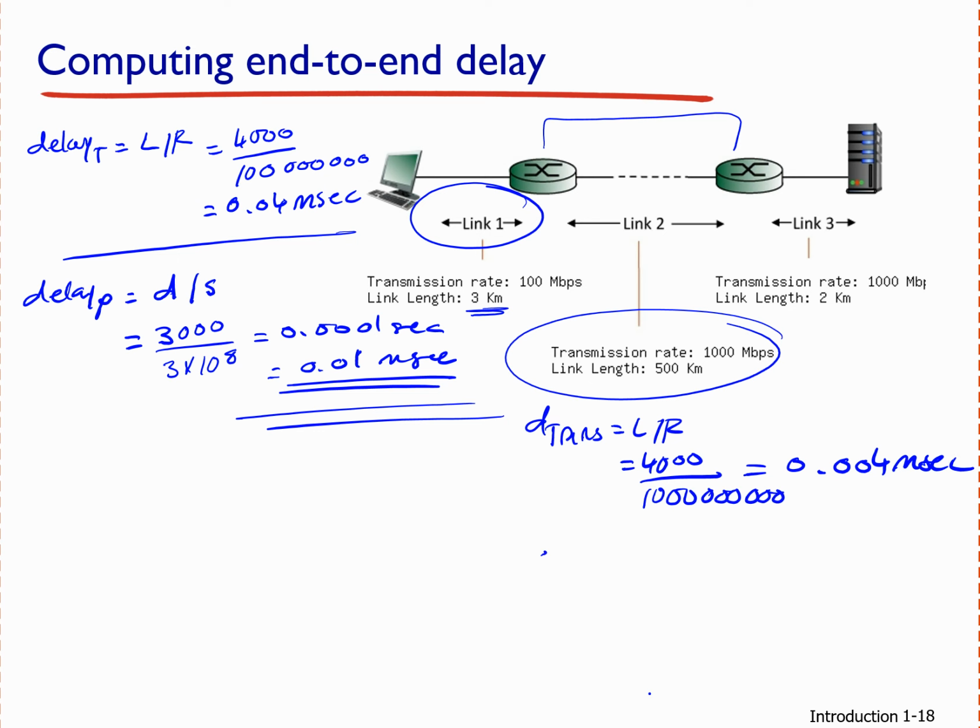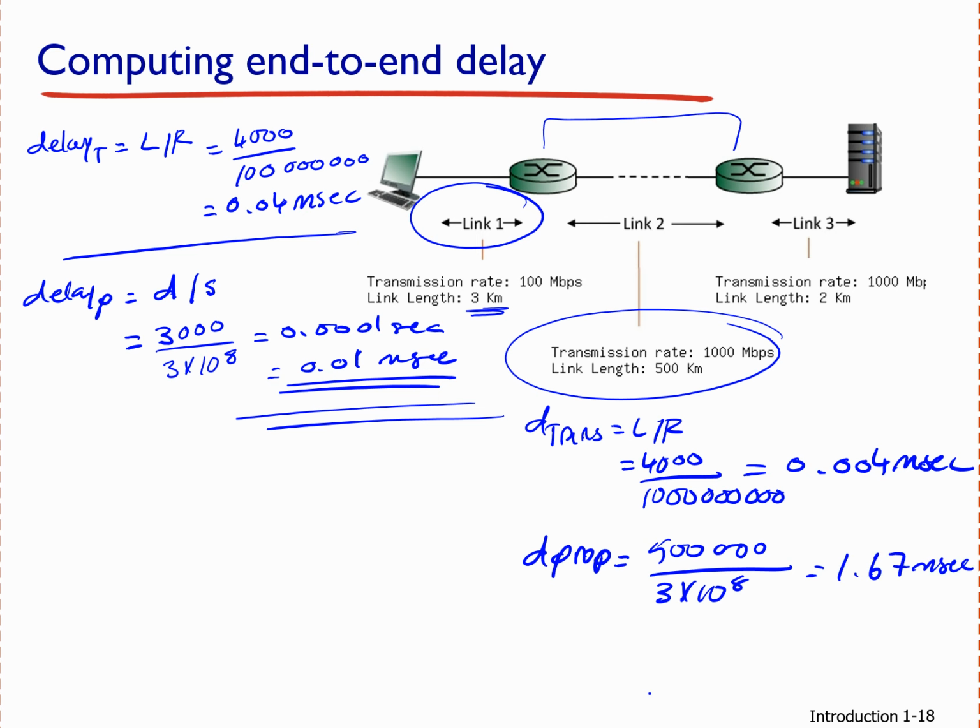The propagation delay is equal to 500 kilometers converted to meters, divided by 3 multiplied by 10 to the power of 8, and that will give you a value of 1.67 milliseconds, and that's the propagation delay of the second link.